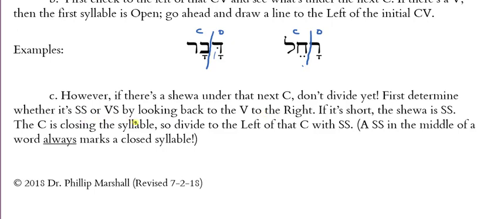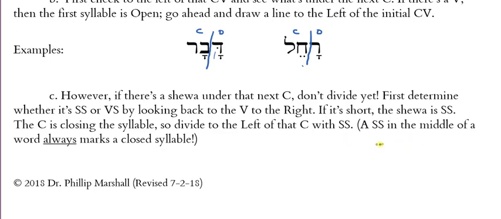And how do you do that? By looking to the right. Look at the vowel to the right. If it's short, the shiva is a silent shiva. Remember, short, silent. Short, silent. The consonant then is closing the syllable if it has a silent shiva under it. So you're going to divide to the left of that consonant with the silent shiva. And we'll do an example here in just a second.